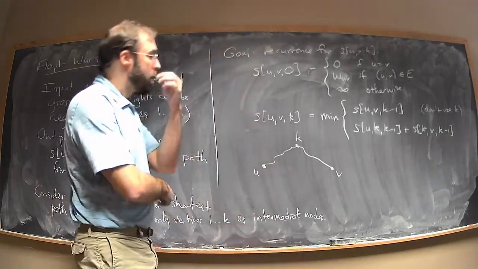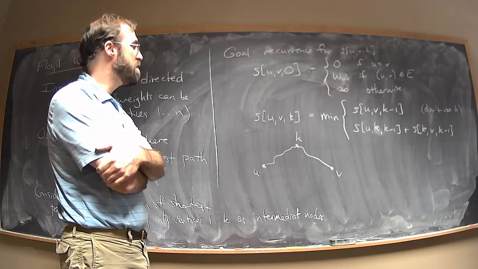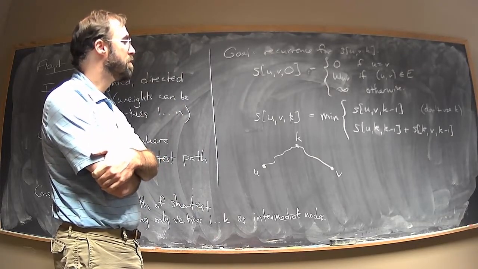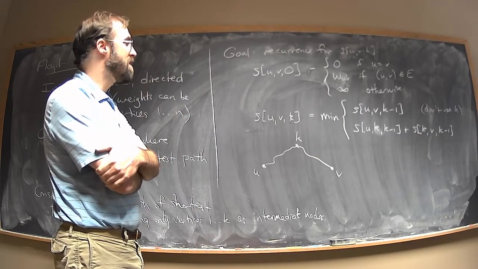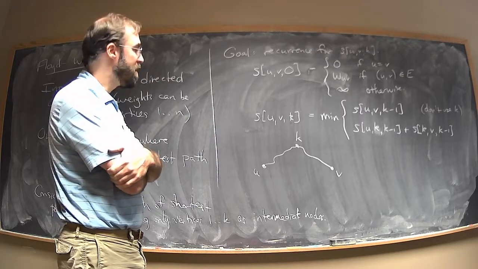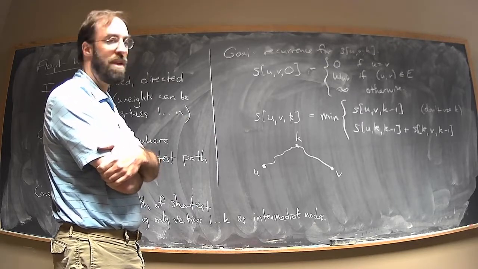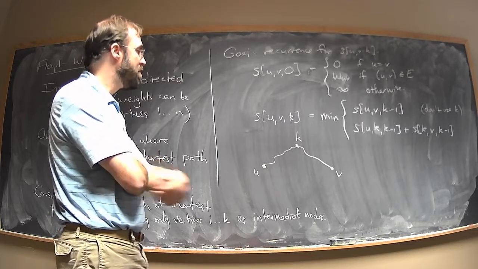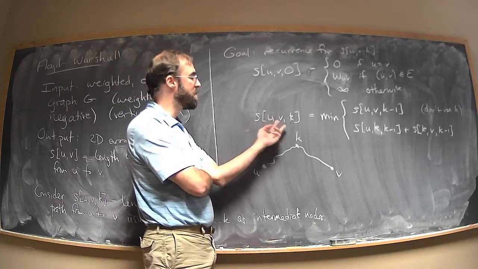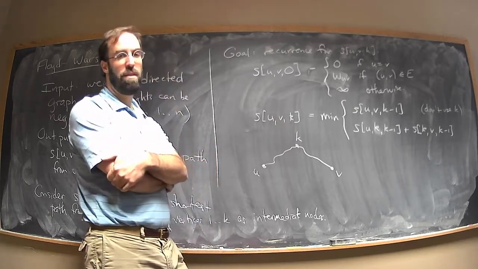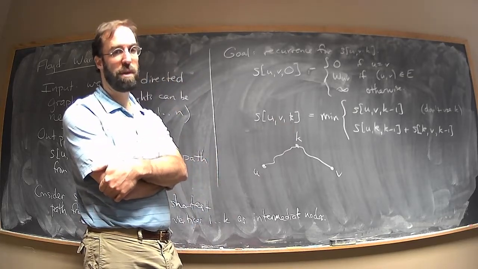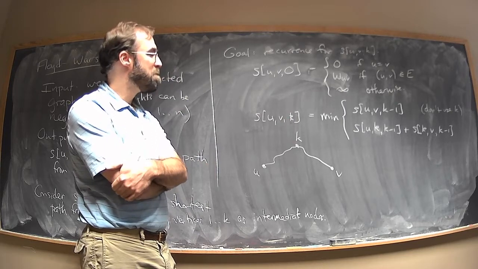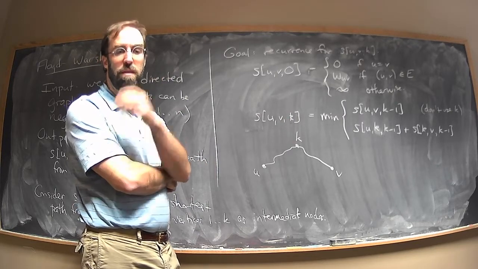Now, we could implement this basically by making a 3D array. It's an n by n by n 3D array. The first two indices tell us which vertices you're looking at, and the last one, 0 through n, tells us how many vertices we are allowed to use. And then we could loop over the whole thing and fill them in.